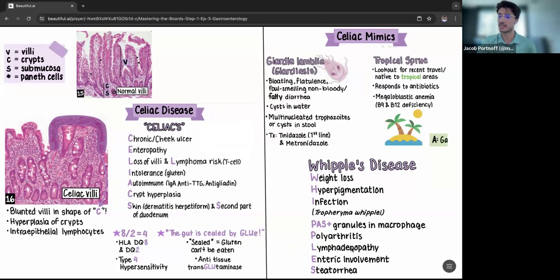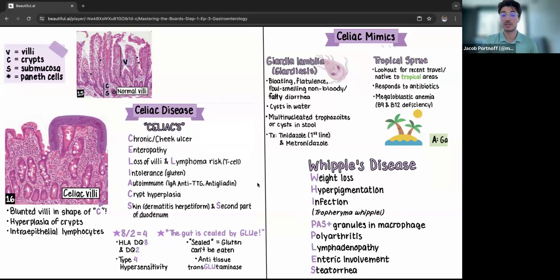And then for Whipple's disease, you can think of Whipple's: weight loss, hyperpigmentation. It's going to be infection with Tropheryma whipplei. Remember these classic PAS-positive foamy macrophages on your histology, and you're going to get all these other features too, typically like the polyarthritis, lymphadenopathy, enteric involvement. And then of course all of the celiac and celiac mimics are typically going to present with steatorrhea, chronic diarrhea, bloating, those kinds of features.